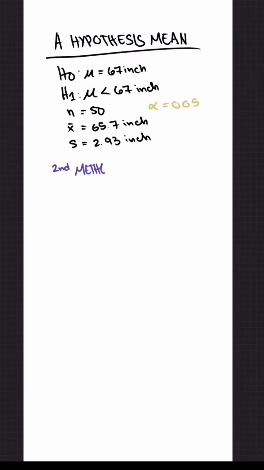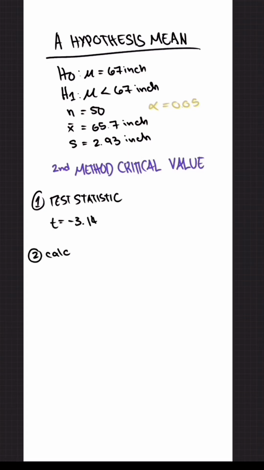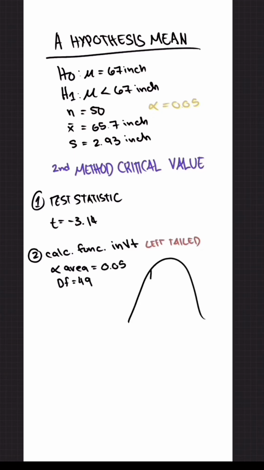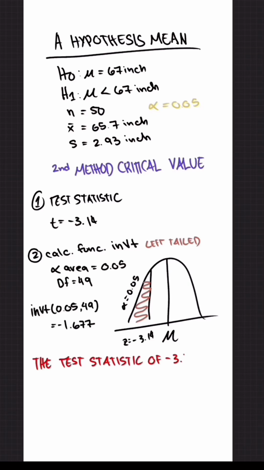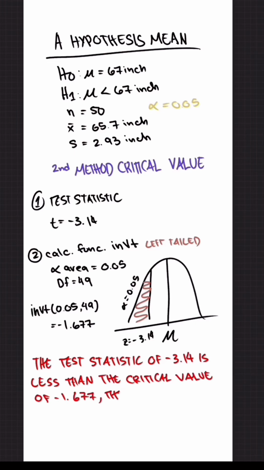The second method is critical value. The statistic from earlier is negative 3.14. The calculator function I'm going to be using for this one is invT. The area is 0.05 and the df is 49. This is a left tail test, so we're going to shade from the left. Once we put that in the invT function, we get negative 1.677. Because my test statistic is less than the critical value, this again confirms rejection of the null hypothesis.